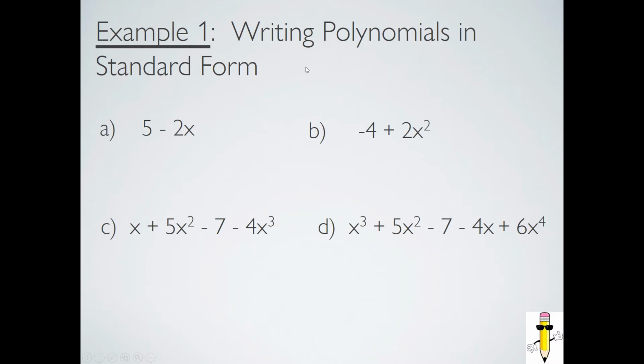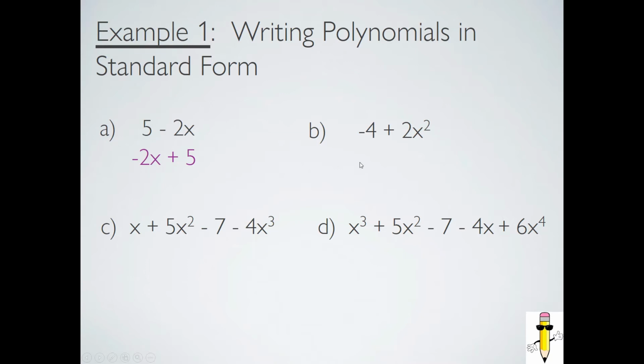Let's go ahead and move into the examples of writing polynomials in standard form. Remember, this is greatest to least. So for A, we're going to rewrite that as negative 2x plus 5. The reason it is negative 2x plus 5 is because it says minus 2x. That sign is going to travel with the 2x as we move it over, and it becomes negative 2x plus 5.